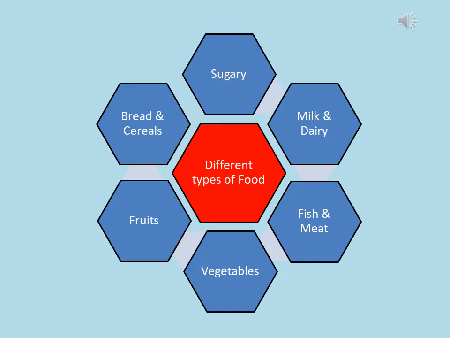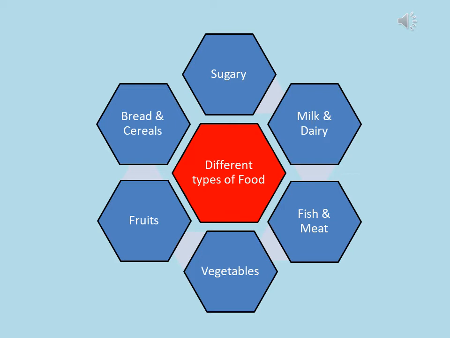The next type of food is milk and dairy. They are a good source of energy and protein and contain a wide range of vitamins and minerals. They are rich in calcium, which growing children and young people need to build healthy bones and teeth.